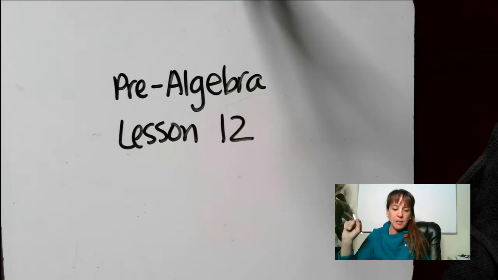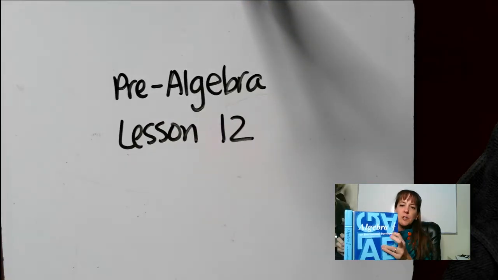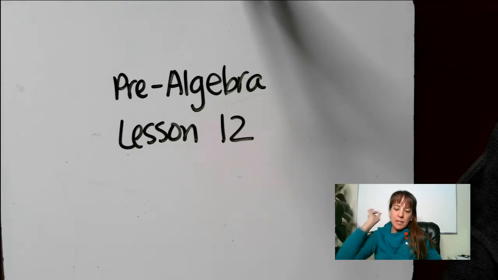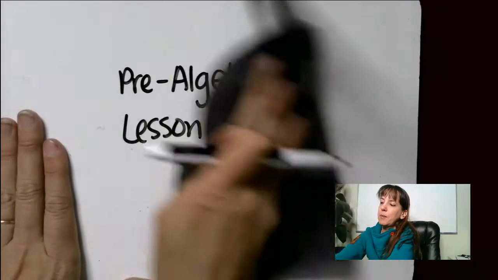Okay, so we're going to talk about lesson 12 today, you guys. 3rd edition, Algebra 1/2 Saxon. I'm on page 45. We're going to be talking about prime and composite numbers and products of prime numbers. Guys, prime numbers are numbers that can only be multiplied by 1 and themselves, okay?